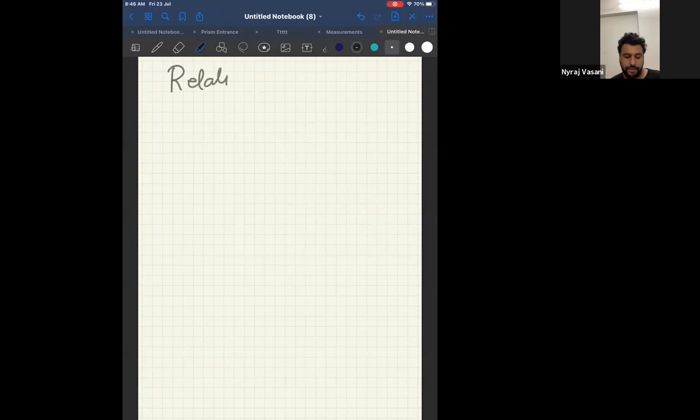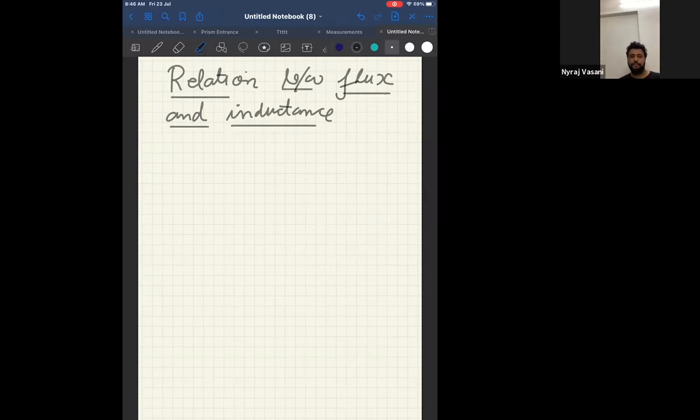Write down the relation between flux and inductance. The relation between flux and inductance. And the formula is, what is the relation between flux and inductance? N phi is equal to Li. You can remember this as Lyon formula. Look at this. Actually, this is the formula, but see here. Understood how?